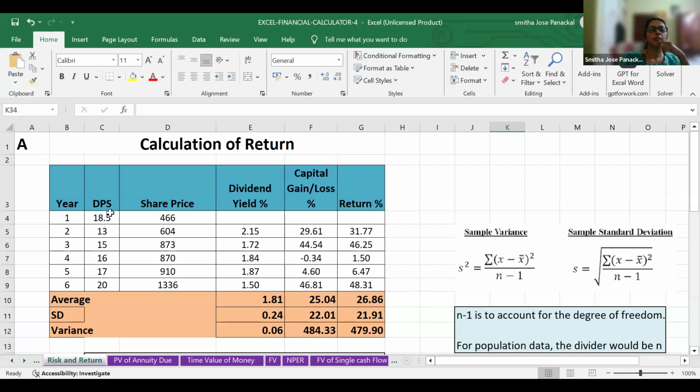DPS means dividend per share. Then share price is given. And in the last column, you can see return percentage. That is a total return. I told you, there are different kinds of expression for return. This is another expression for return. This is the total return. Last column represents total return.